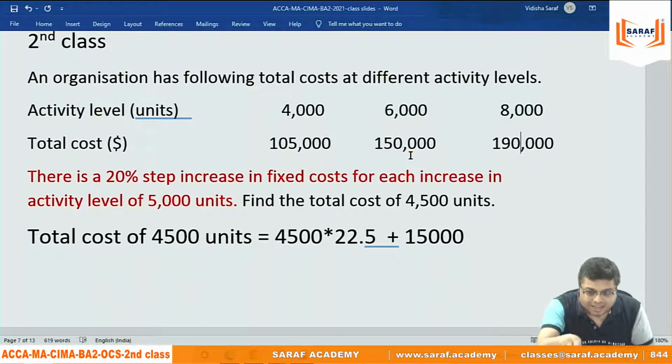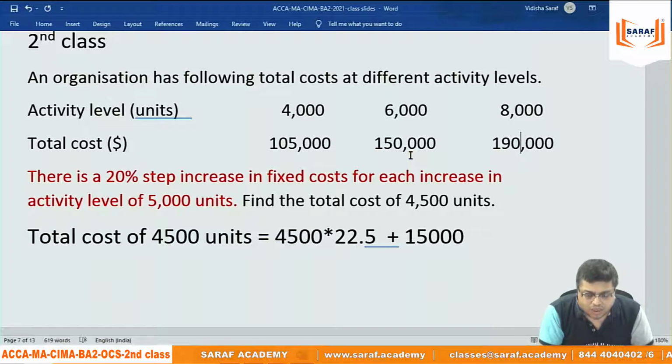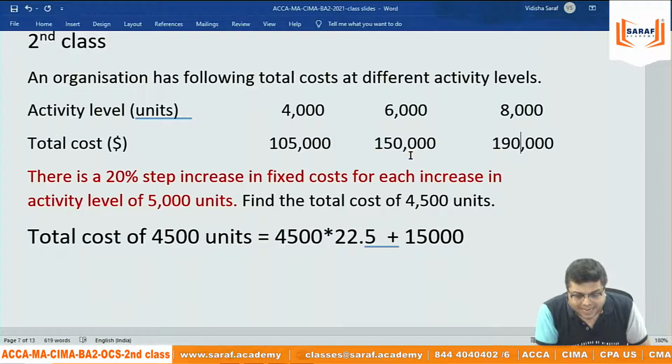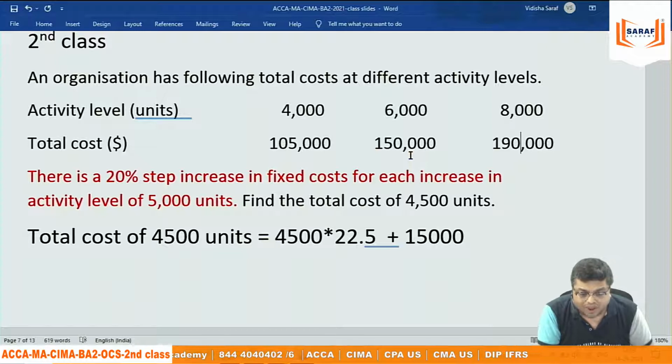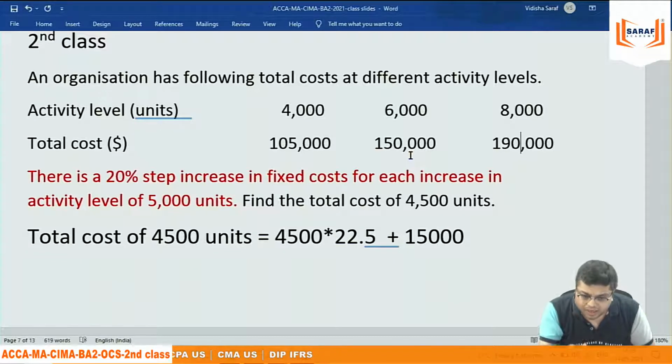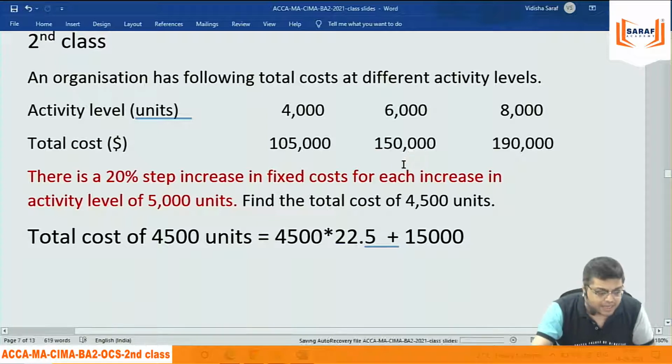Now you can check what the question is saying. 4,000 into 20, 80,000 variable. 1 lakh 5 minus 80, 25,000 fixed. This 25,000 will become 20% more. 25,000 plus 20%, that is 30,000. 6,000 into 20, variable 1 lakh 20, plus 30, 1 lakh 50. In 8,000 also fixed is 30, not more because it is not beyond 10,000. So 8,000 into 20, 160, plus 30, 190.